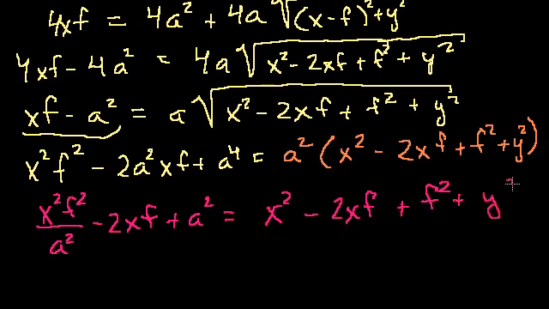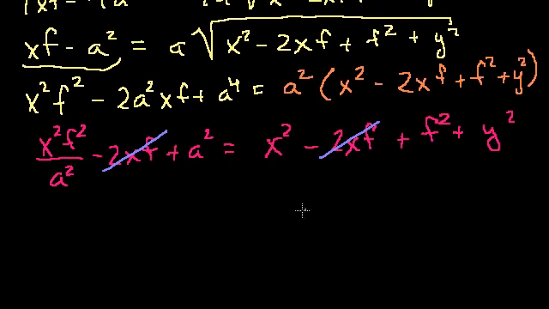plus y squared. Well, good. There's something to cancel out. There's a minus 2xf on both sides of this equation. So let's cancel that out. Simplify our situation a little bit. And let's see. What we could do is subtract this x squared from this. So you get, let me rewrite it, x squared f squared over a squared minus x squared.